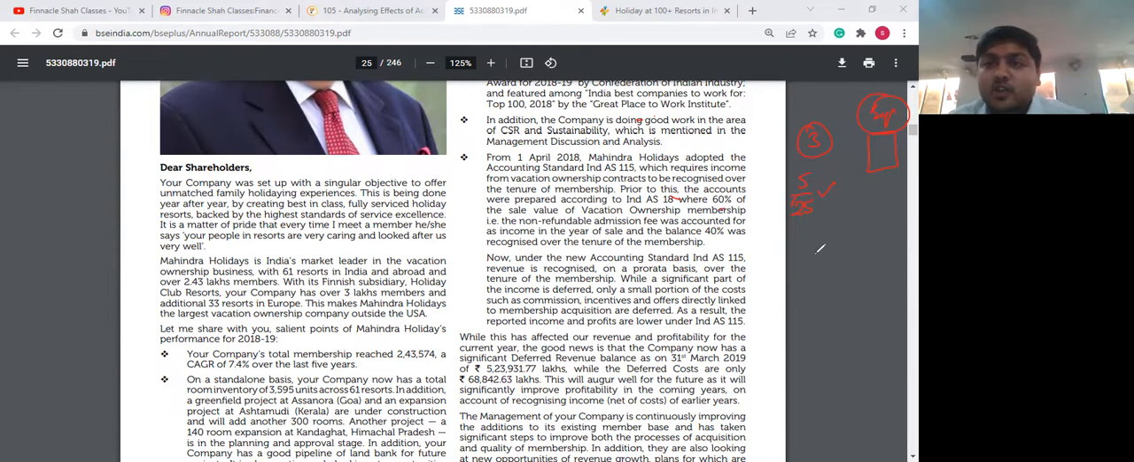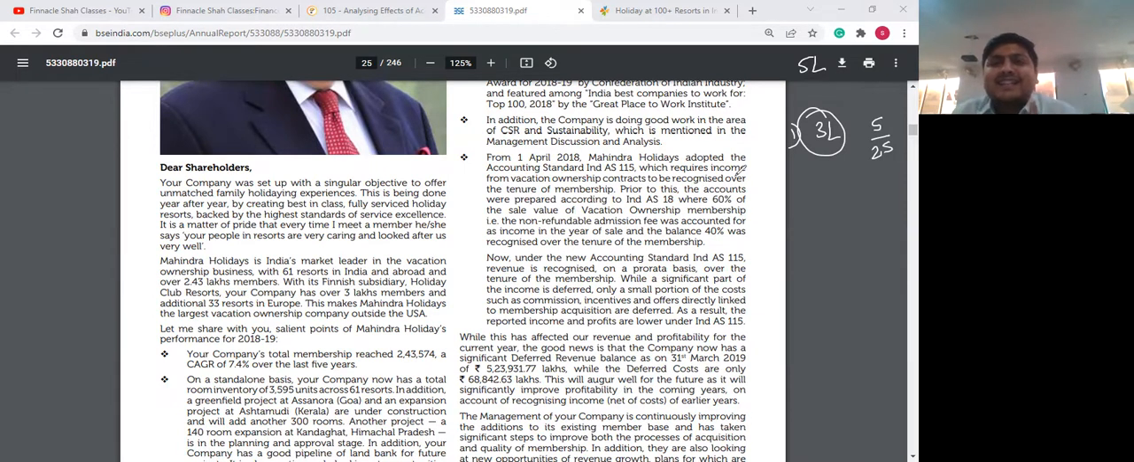IND AS 115 saw a huge impact on revenue, because again, remember under the old accounting standards, in the first year, 60% revenue was recognized. So let's say if it was a 5 lakh membership, in the first year, 3 lakh was recognized, and under the new accounting standards, only 5/25 is getting recognized. It's very minuscule compared to what earlier used to happen, which is why prior to FY19, all figures would seem very high and FY19 figures would seem low. Hence, you see a huge drop in revenues.